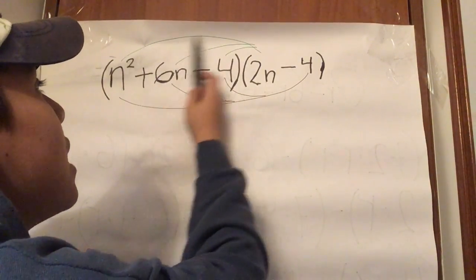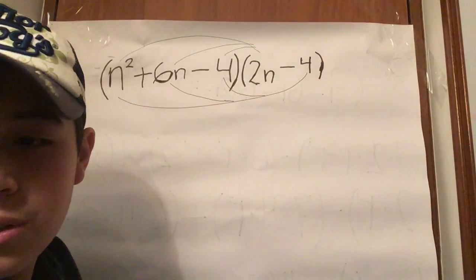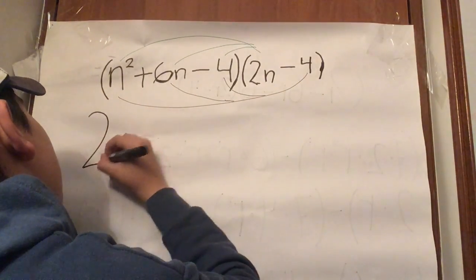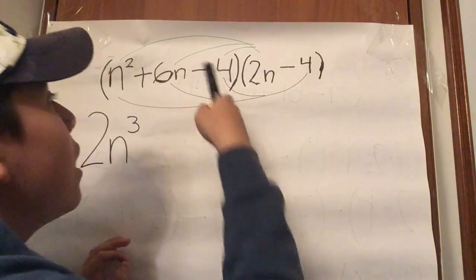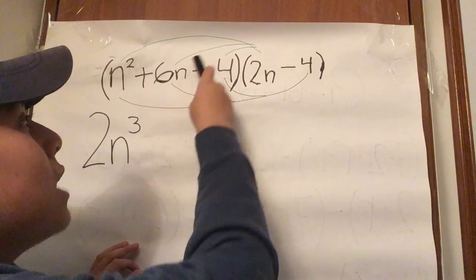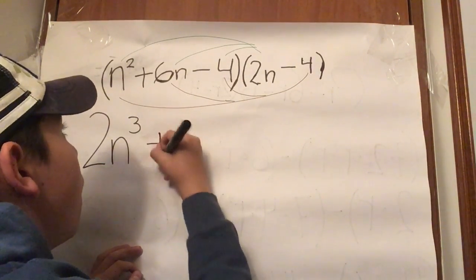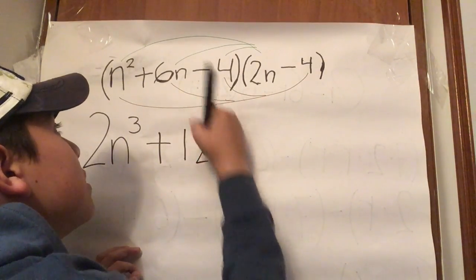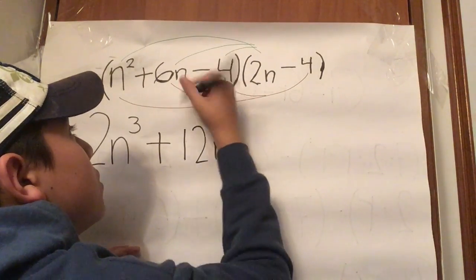So n2 times 2n is equal to 2n3, 2n cubic. The next, 6n times 2n is equal to 12 because 6 times 2 is 12 and 2 n's 2.